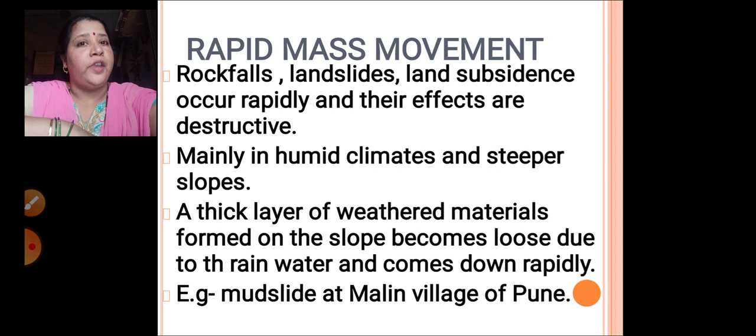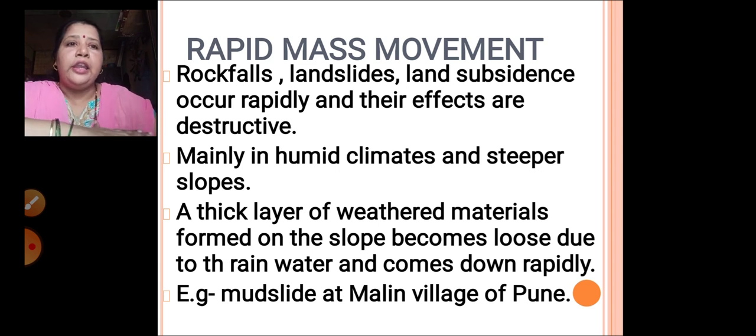And the effects are also very much destructive. Such type of mass movement you will mainly see in places where the climate is humid, as well as where there are steeper slopes. Only in places where the climate is humid and steeper slopes are there can we find this rapid mass movement.